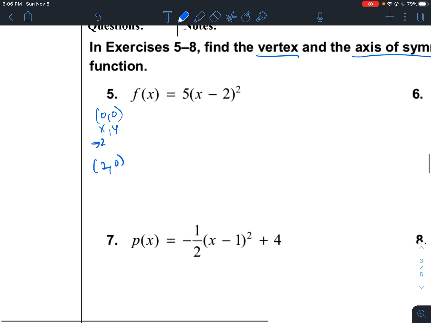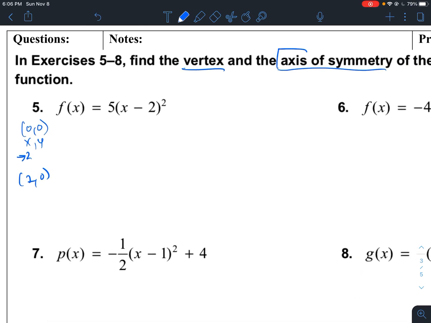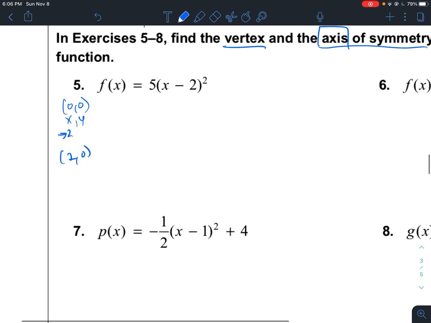That's your vertex. And then it wants to know the axis of symmetry. Remember how we talked about last time that the axis of symmetry is the x value of your vertex. So x equals 2 is the axis of symmetry.